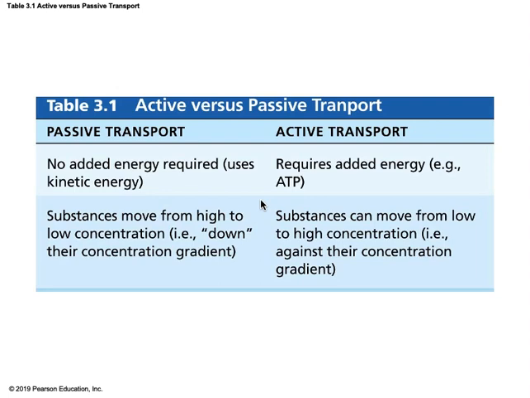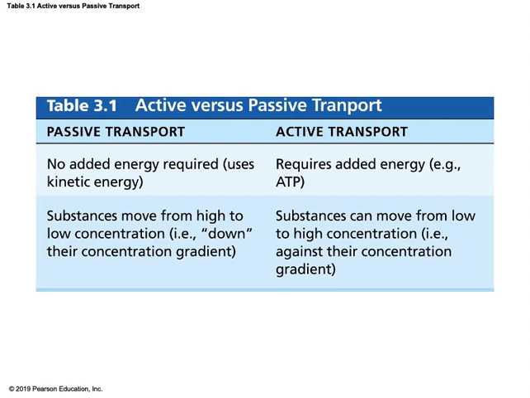So we're going to have a whole video on passive transport and then a whole other video on active transport. They're both super important, but I think it's important to separate them out. So the idea of transport is you need the ability to move things across that plasma membrane. And as you can see, we're going to be focusing on passive transport. No added energy required. And substances move from high to low concentration, what we would call down the concentration gradient.